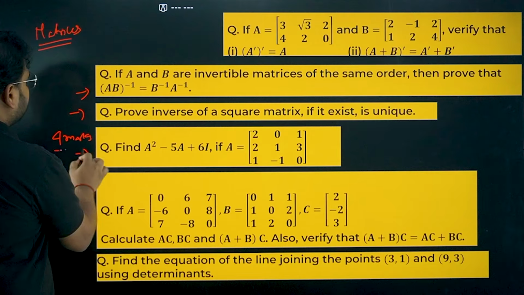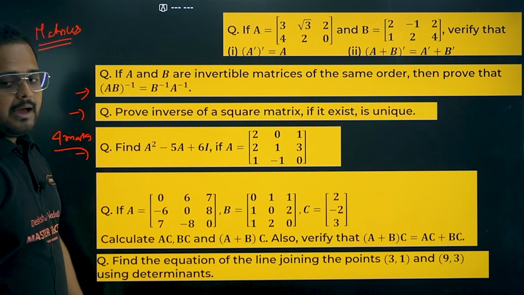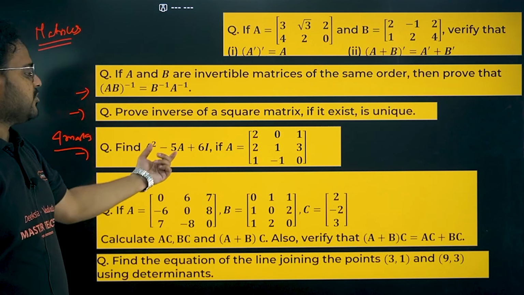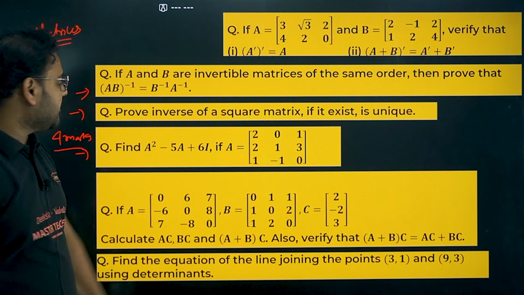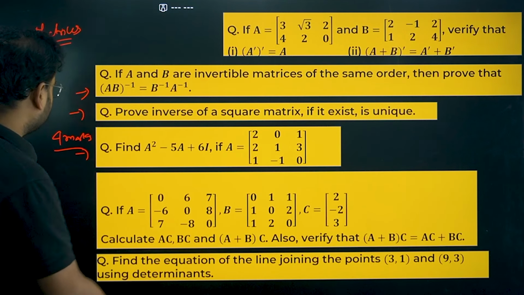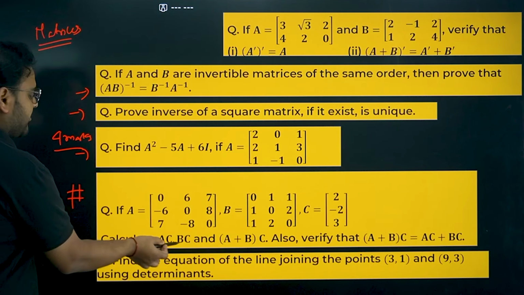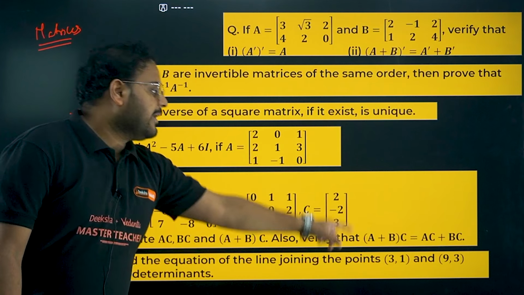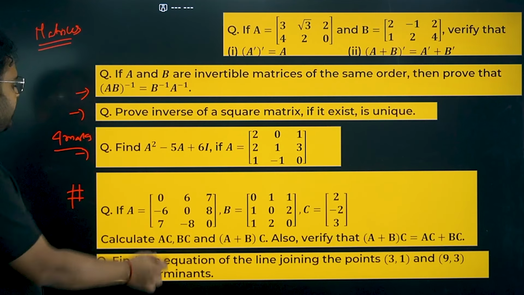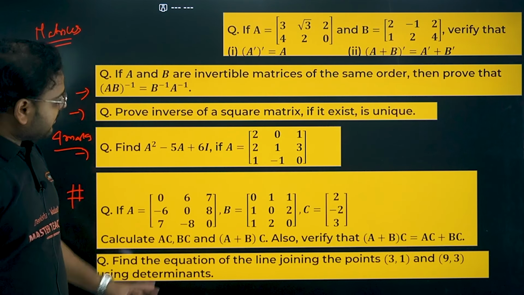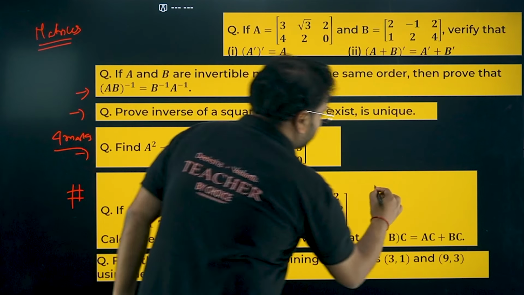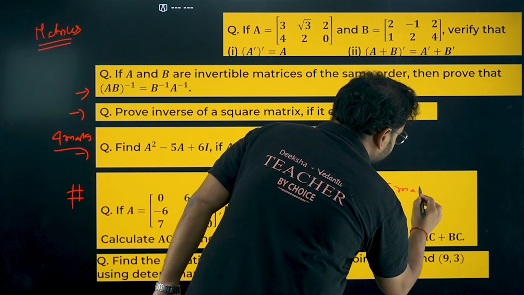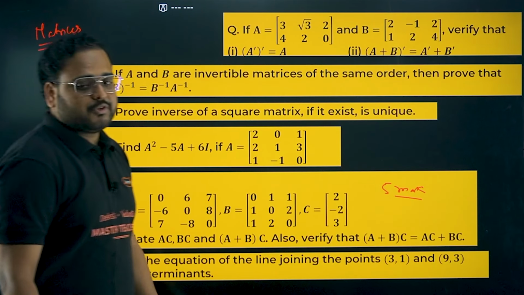We all know that A square minus 5A plus 6I, a similar question was there in the sample paper, I solved it. And you have this, as I said, verification of the distributive property: (a plus b) times c is nothing but ac plus bc, okay? Verification of distributive property, that question is there for 5 marks. This is a 5-mark problem. So please review this question as well.